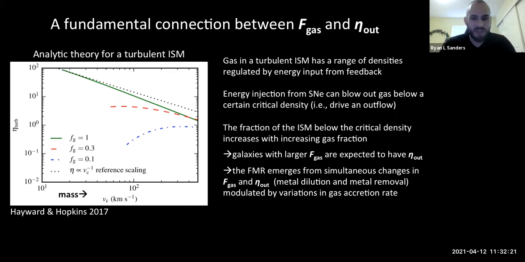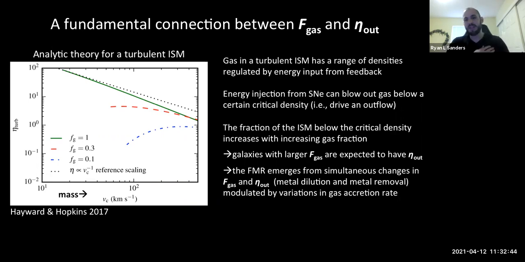And the important thing they found is that the fraction of the ISM that is below this critical density increases with larger gas fraction in the galaxy. And that's shown by this plot on the left, where the eta turb, which is essentially the outflow mass loading factor, is larger when the gas fraction of the galaxy is larger.